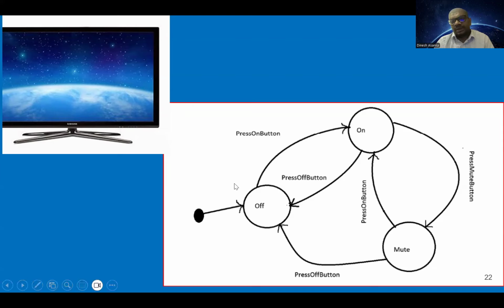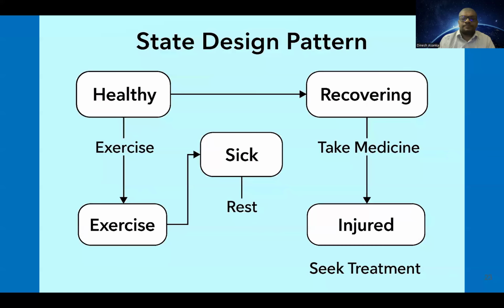You can see in all the other states, there is a back and forth mechanism. From mute, you can go back to on. From on, you can go back to off. From on, you can go to mute, and from mute you can go back to on, but not from off to mute. So that is a very important thing. You need to understand how these state transitions are happening, and what the valid state transitions are.